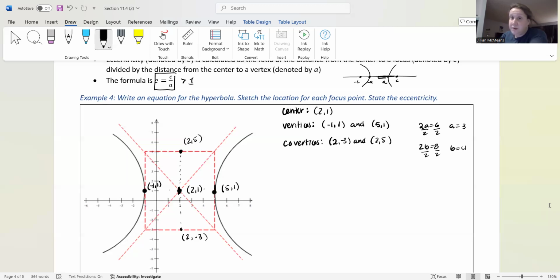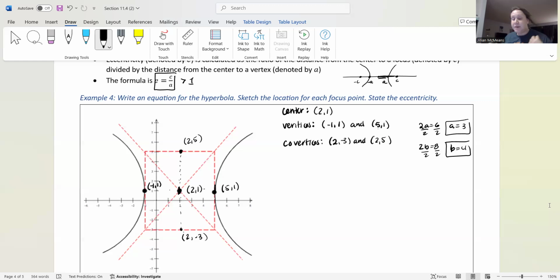Or you could just think about this very logically. From my center, how do I get to either of those co-vertices? Well, I would have to go up 4 or down 4. Either way you slice it, there's a few ways you could go about this. I think just counting is the easiest. So we've got A and we've got B now.